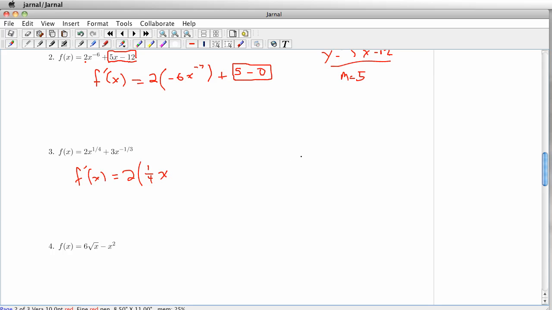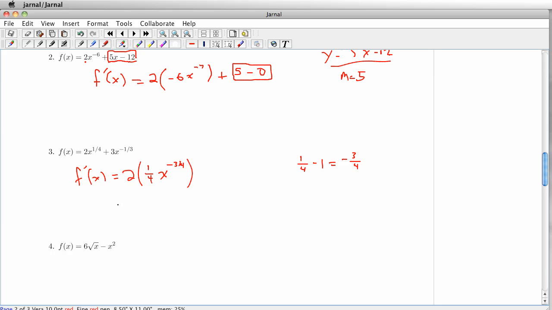The new power should be 1 less than the old power. So this is actually something you may even have to come over here on the side and just figure out. 1 less than 1/4 is negative 3/4. So negative 3/4 is going to be the power of x in the derivative.